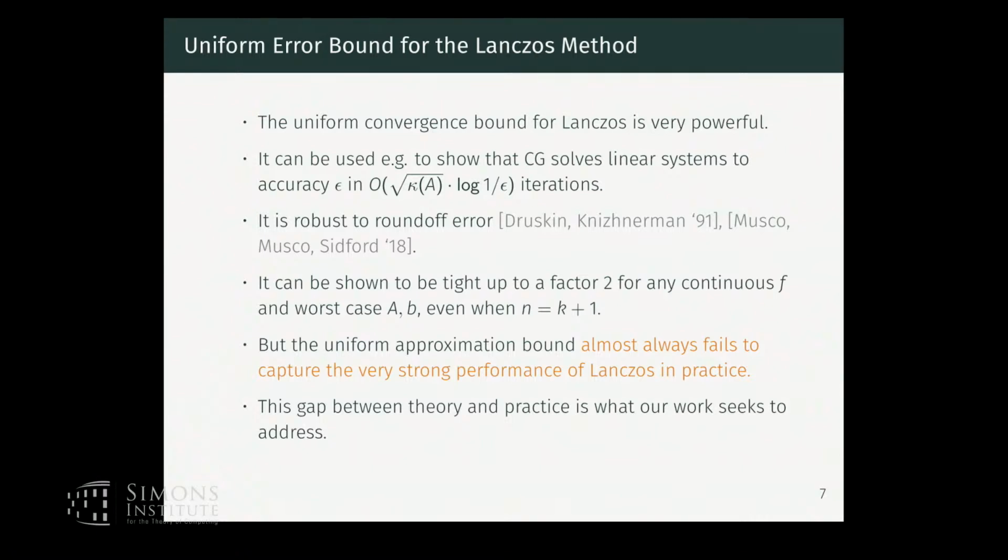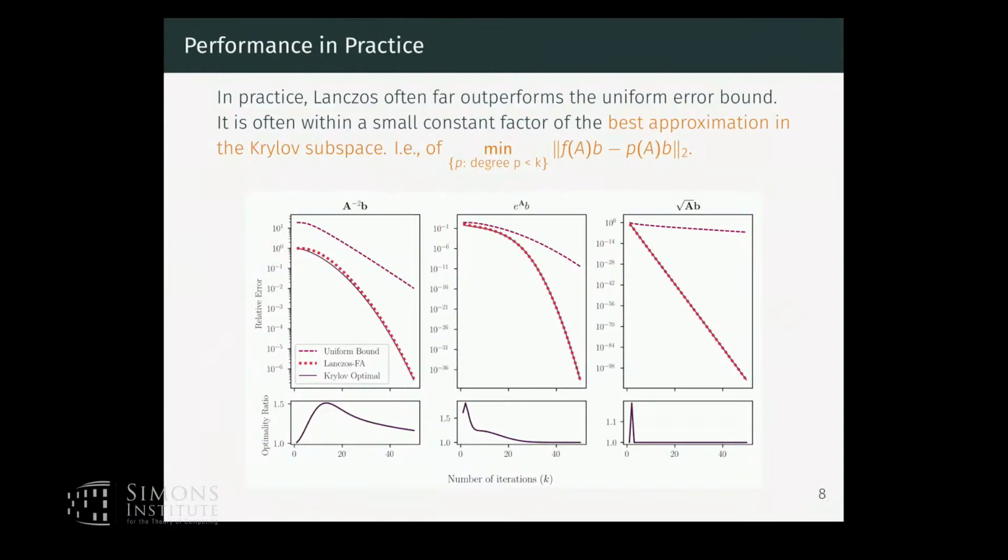And better error bounds are going to require some different notion of optimality, because we know this error bound is tight in the worst case. So by better error bounds, I want to look at error bounds that, for specific A and B, give you better bounds than just the worst case.